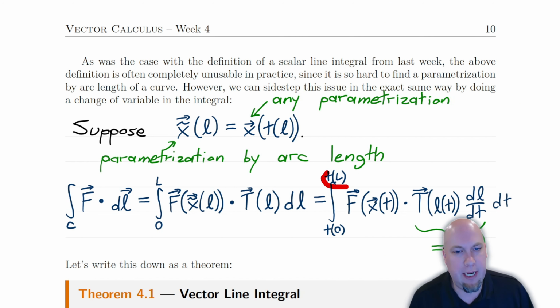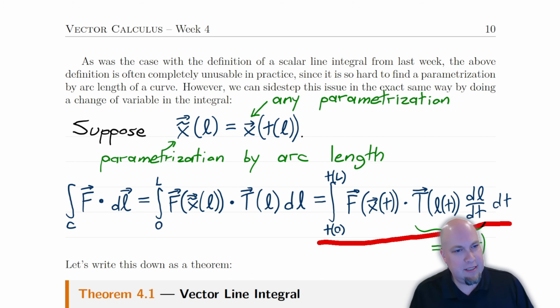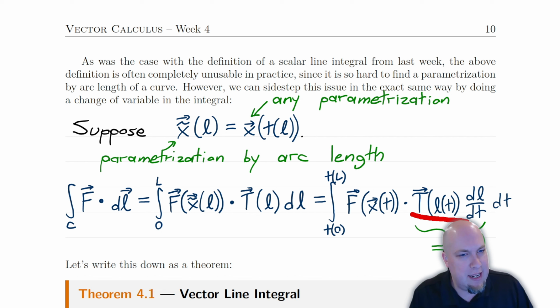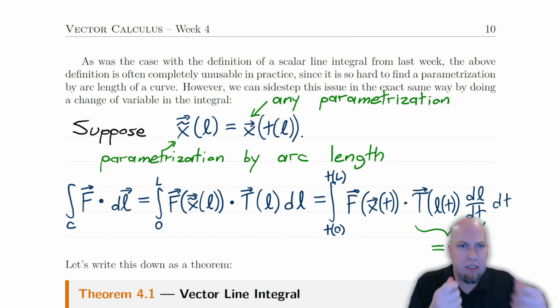And you have to update your endpoints of integration as well. This used to be little l goes from 0 to big L. Now it's t goes from t of 0 to t of big L. Fine, this is not too bad of a formula. But you can simplify it and clean it up a little bit better by noticing that this thing over here is the unit tangent vector at a point times the speed at that point. And if you multiply them together, what you get is just the velocity at that same point. Because how did we define the unit tangent vector?